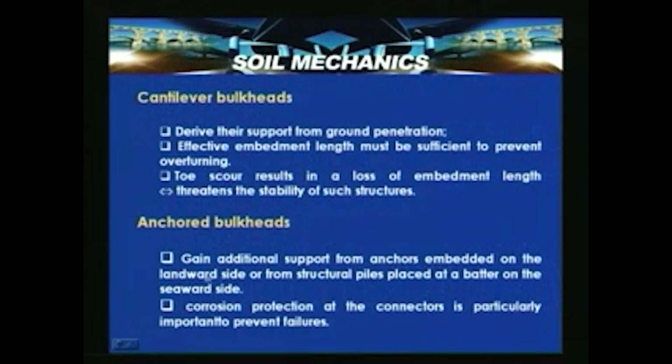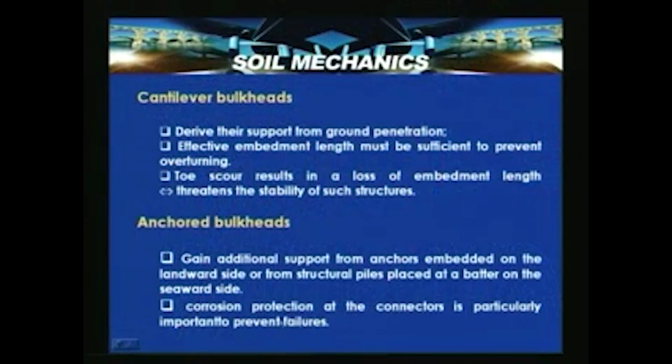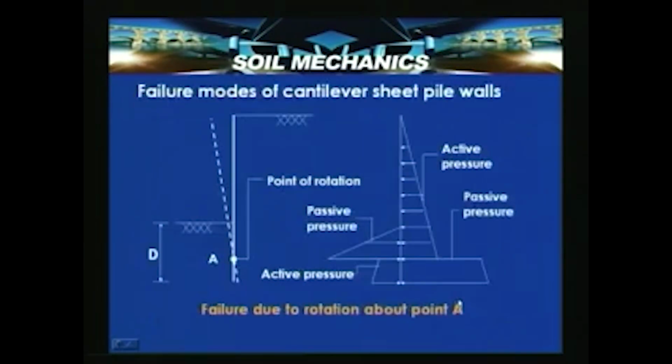Anchored bulkheads gain additional support from anchors embedded on the landward side or from structural piles placed at a batter on the seaward side. These cantilever sheet pile walls can also be propped externally, and are then called propped walls or propped cantilever walls. If you are using anchors on the land side or soil side, the tie rods can be connected and placed at a suitable location so that they have an adequate anchorage capacity. Corrosion protection at the connectors is particularly important to prevent failures.